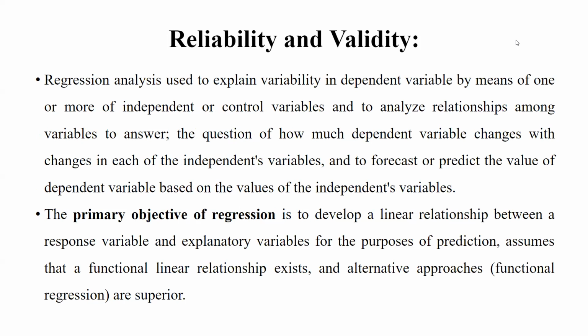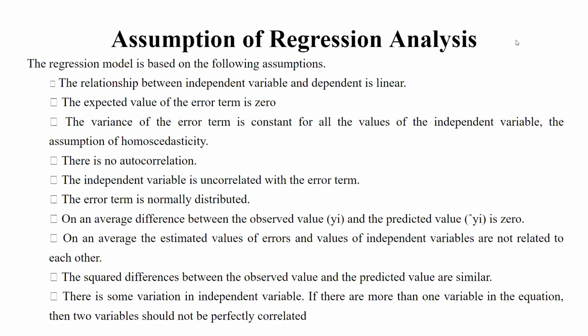Then coming to the objective. The primary objective of this regression is to develop a linear relationship between the dependent variable and the independent variable, right? Keeping the assumption that the functional linear relationship exists and the alternative approaches are superior. We will explain more about this in the case of assumptions.